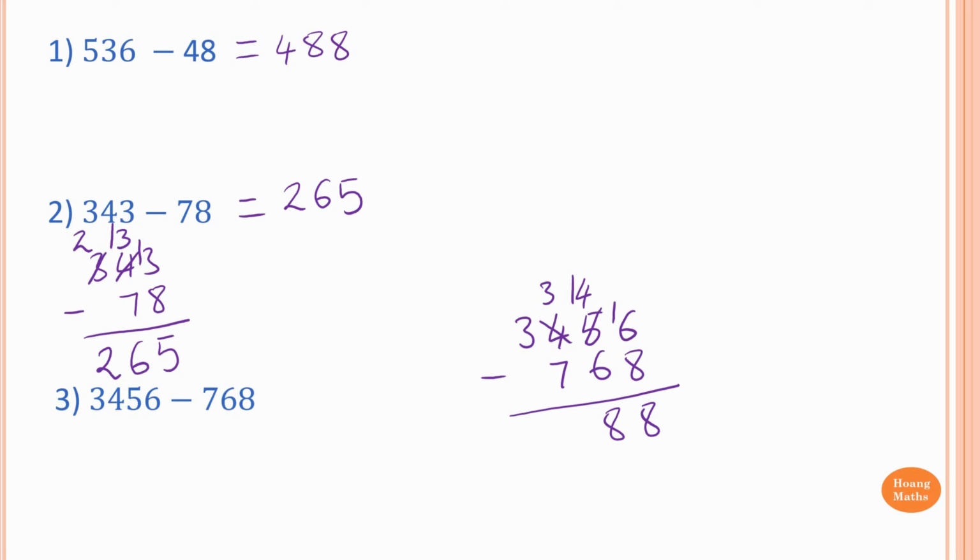3 cannot take away 7. So what you can do, you can borrow 1 from 3. So this 3 becomes 2. And this 3 becomes 13. 13 take away 7. So 10 take away 7 is 3. You add another 3 on top, which is 6. And 2, we just write this down. So the answer for this one is 2,688.